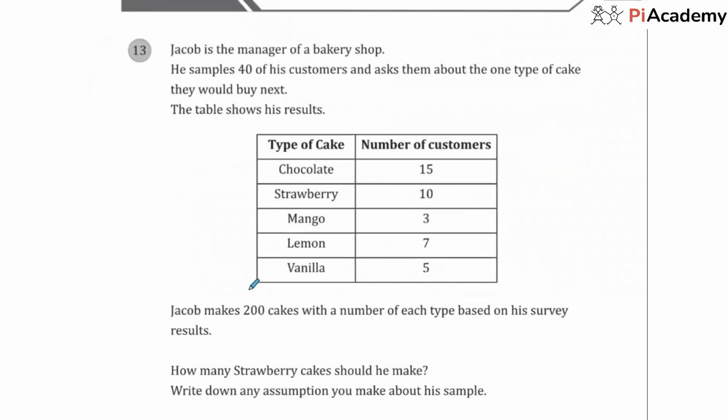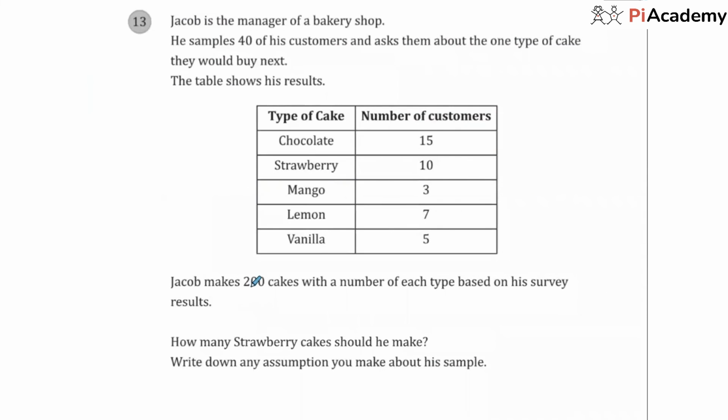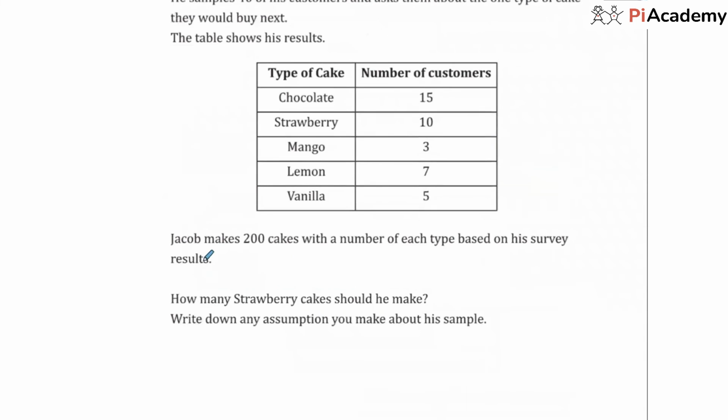Next question. Jacob is a manager of a bakery shop. He samples 40 of his customers and asks them about the one type of cake they would buy next. The table shows his result. Jacob makes 200 cakes with a number of each type based on his survey results. How many strawberry cakes should he make?